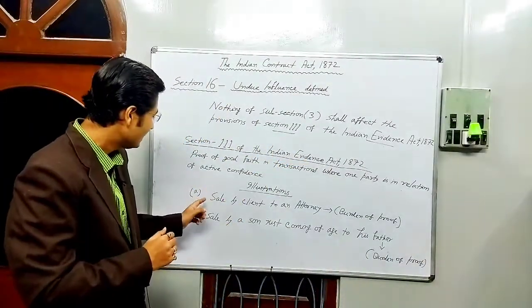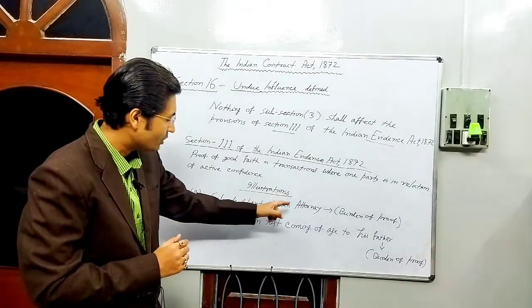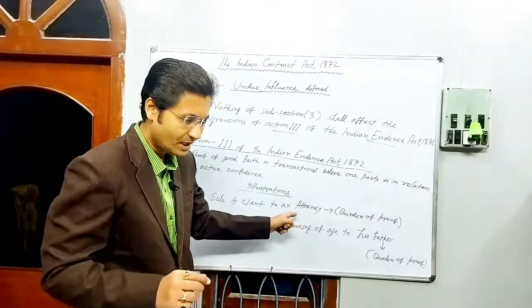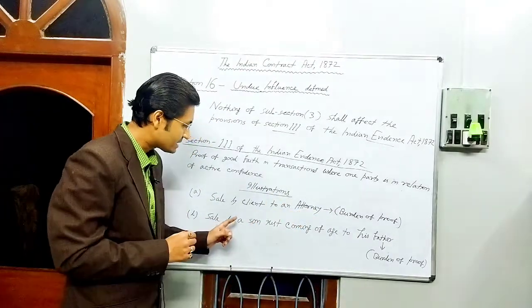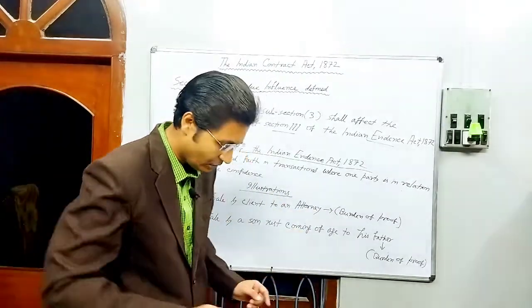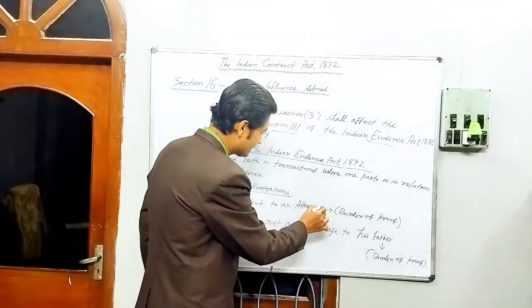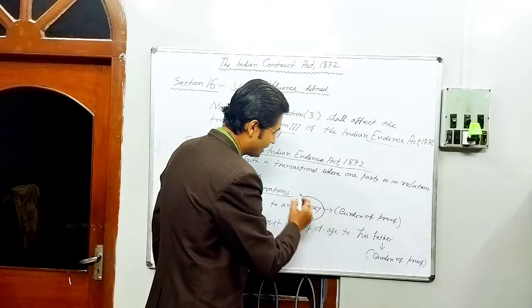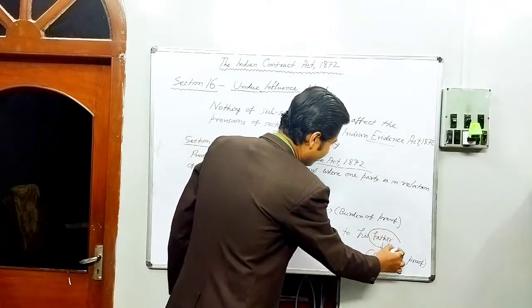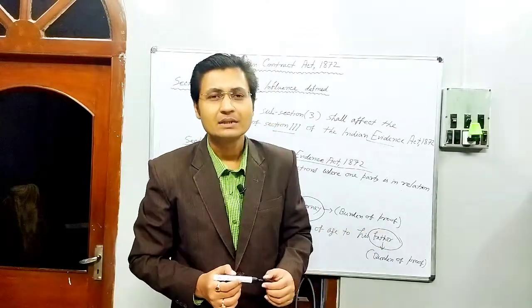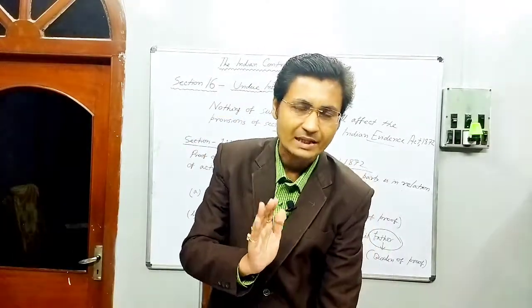The first is a sale by a client to an attorney, where the burden of proof is upon the attorney, and similarly a sale by a son just coming of age to his father, where the burden of proof is on the father. So in this case the burden of proof is on the attorney, and in this case on the father, because both the attorney and the father are in active confidence.